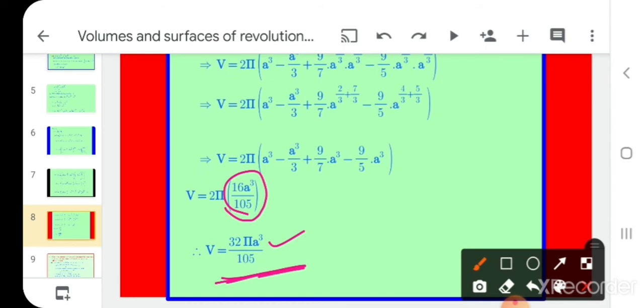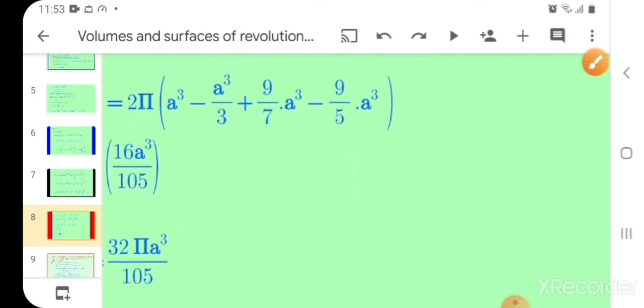This is the volume of the given hypocycloid solid, volume of the solid generated by the hypocycloid revolving about x-axis. Okay, see here. We simplify again here. Okay, what is the LCM here?